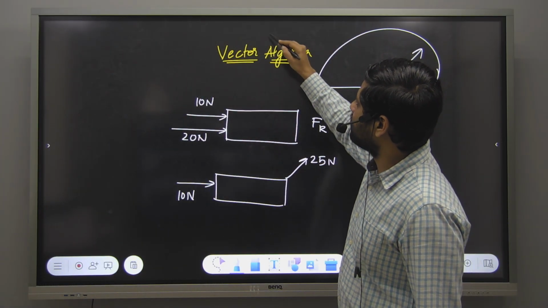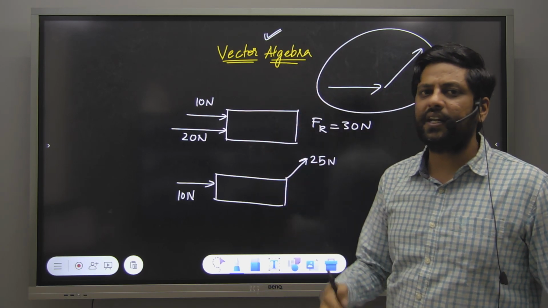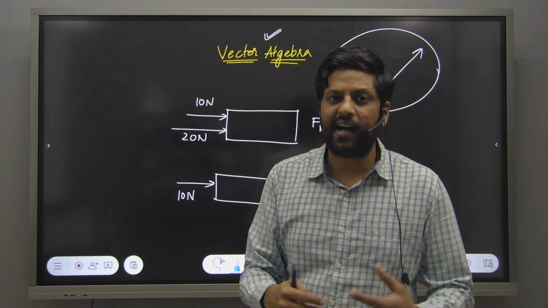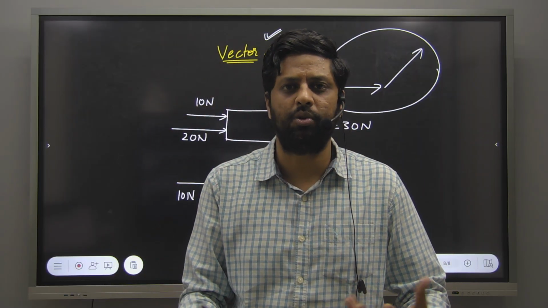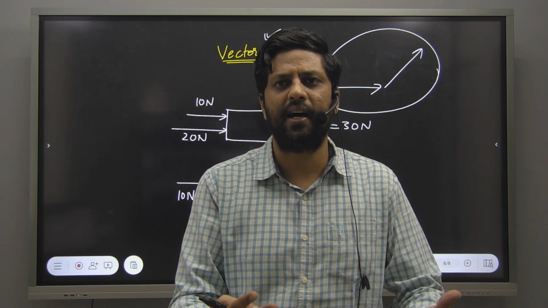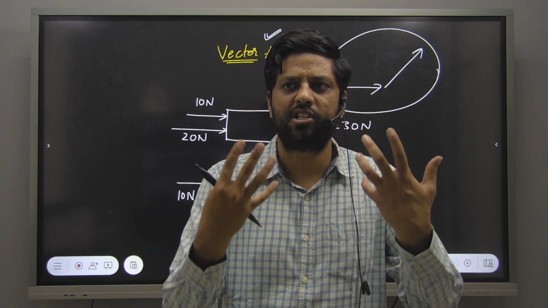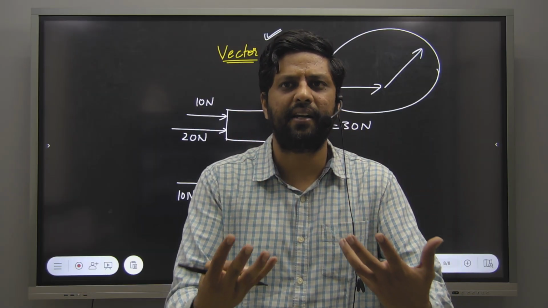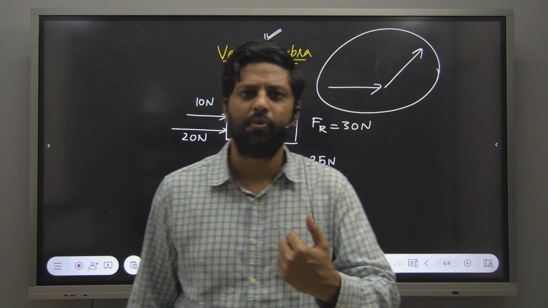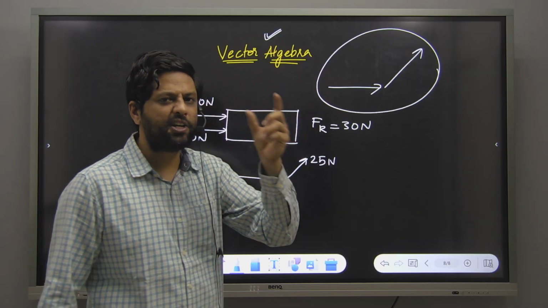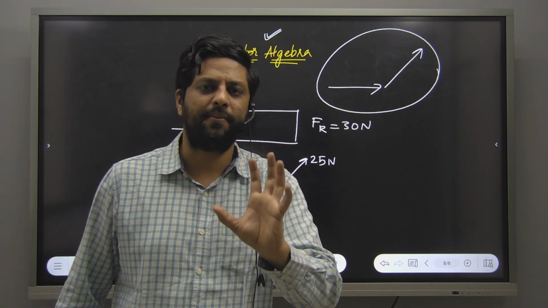So we have to learn about vector algebra. We need to know how to add vectors, how to multiply, how to subtract. You can't add the vectors just like normal numbers. You can't subtract the vectors just like normal numbers. You can't multiply the vectors just like normal numbers. We have a special approach for vector algebra.